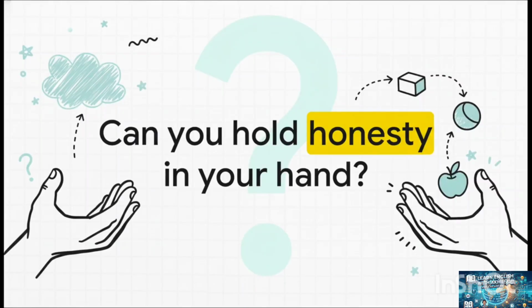Here's a great little test you can use. Just ask yourself this simple question. Can you hold honesty in your hand? No, of course you can't. And that's the true test of an abstract noun. If you can't physically touch it, it's probably abstract.